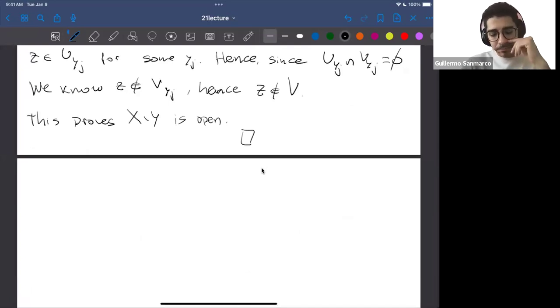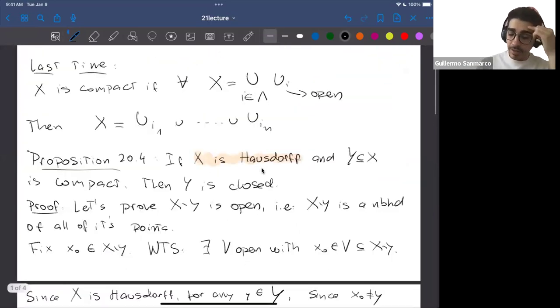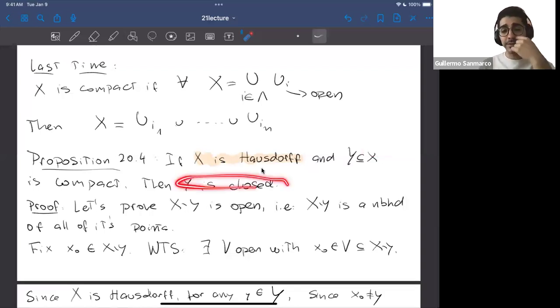Okay, so that was the proposition. Let me go up to see what we proved. What we proved is, if you have a Hausdorff space and you take a compact subspace, then the subspace needs to be closed in the larger space. So again, that should be useful.